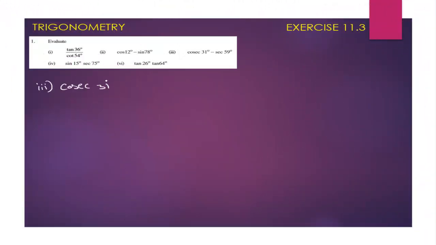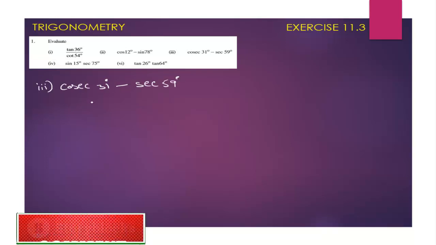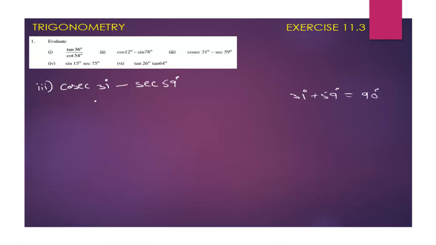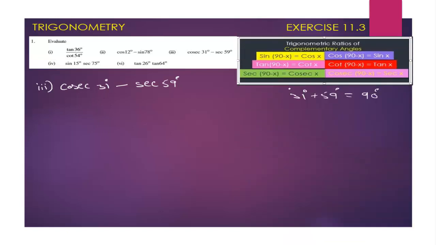that is cosecant 31 degrees minus secant 59 degrees. Here also if we add 31 degrees plus 59 degrees, we get 90 degrees. That's why here also we are using trigonometric ratios of complementary angles. Here we can write cosecant 31 as cosecant of 90 minus 59, minus secant 59 degrees as it is.